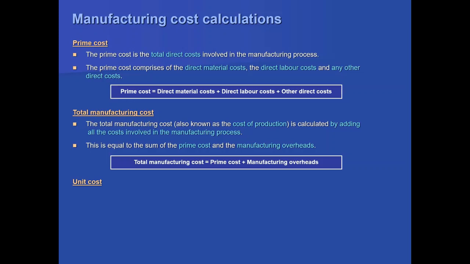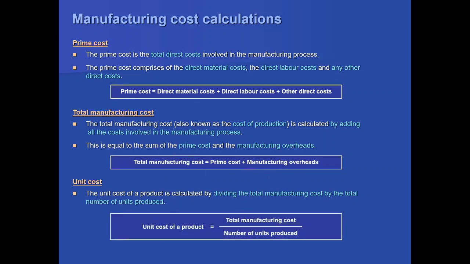Then we have the concept of a unit cost. Unit, we think of one unit. The unit cost of a product is calculated by dividing the total manufacturing costs by the total number of units produced. So in equation form, the unit cost of a product is the total manufacturing costs divided by the number of units produced.